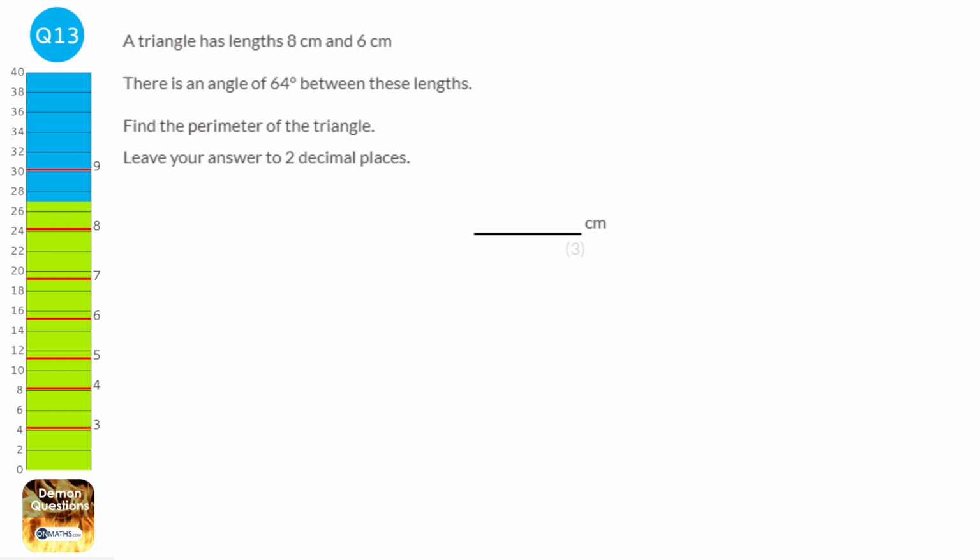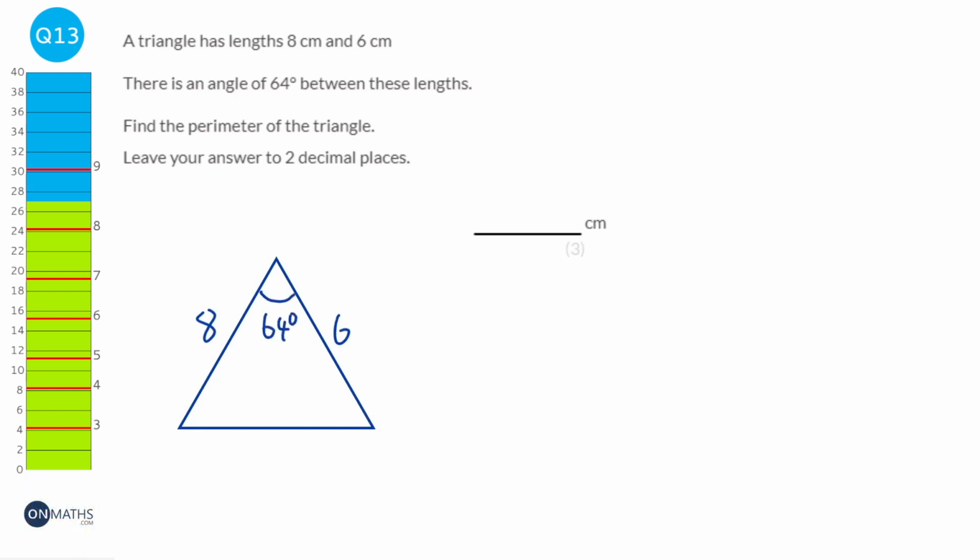Okay, so first thing I'm going to do is just a quick sketch of this diagram. So we're told the lengths are 8 and 6, and the angle between the lengths is 64 degrees. And we've kind of got a missing length down here which we need to find. So we need to find that one. Okay, so let's label them.